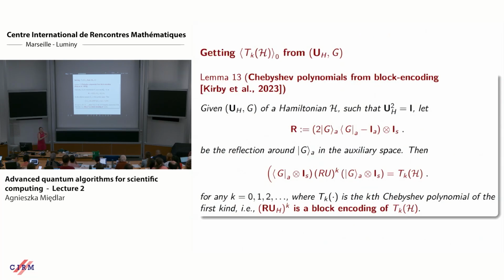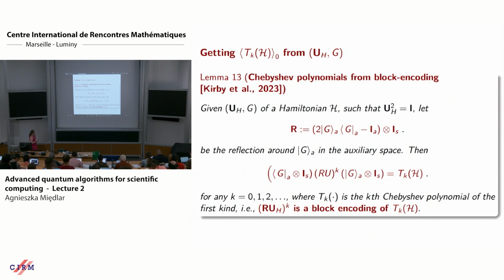So let's assume that we have that at hand. We have the block encoding and we know how to prepare a state. Well, how do we get those expectations of the evaluation of a Chebyshev polynomial? And then there is this beautiful theorem. I took this exact statement from the paper by Kirby, but I'm not even sure if this is the original source. I didn't find the original source of this, but it may be there.